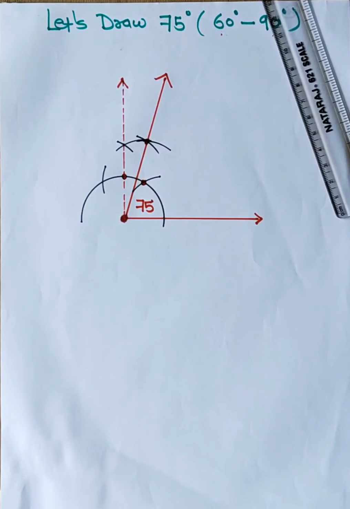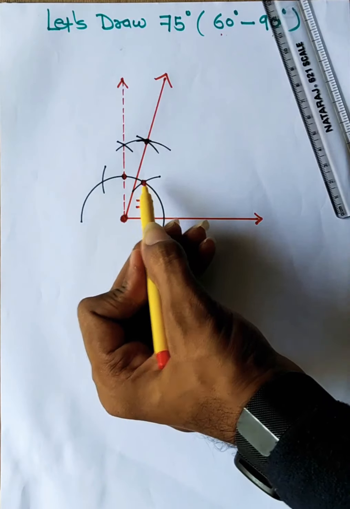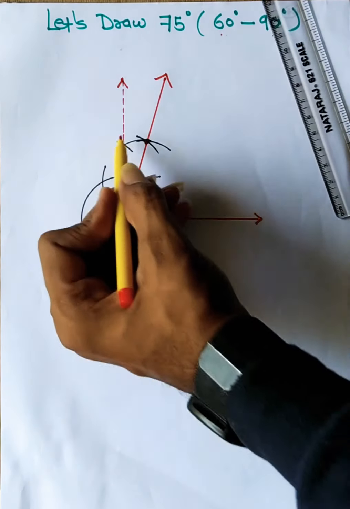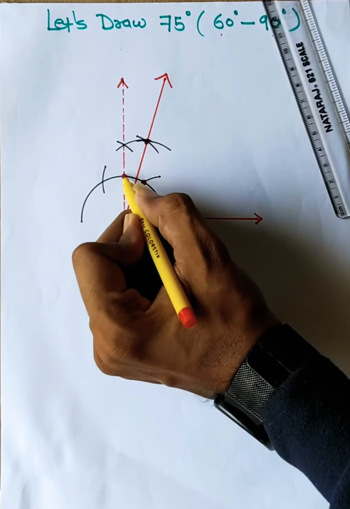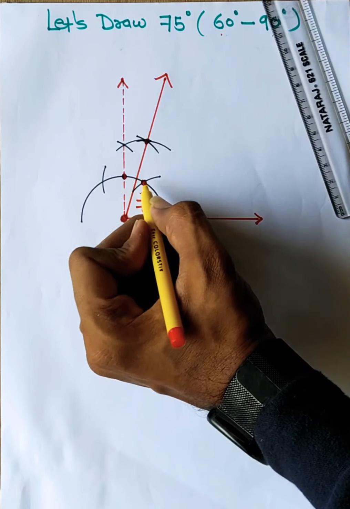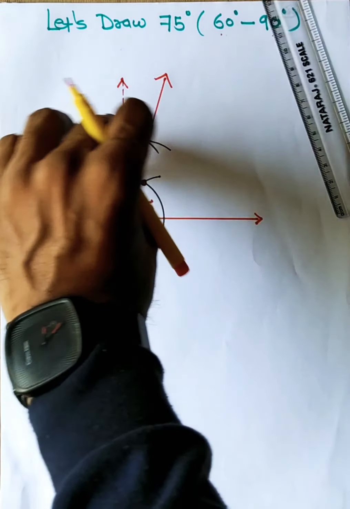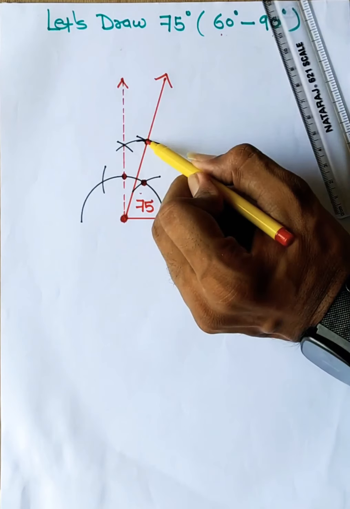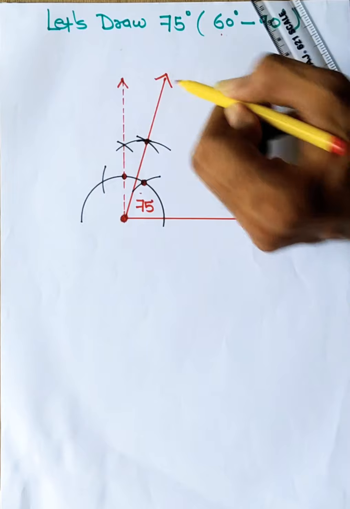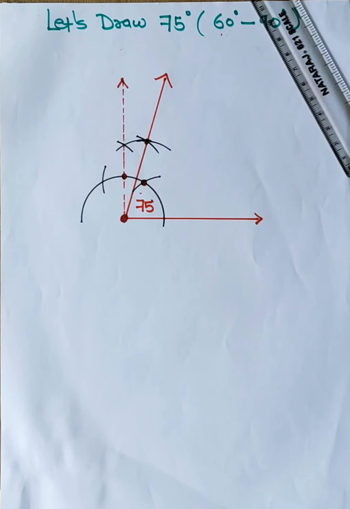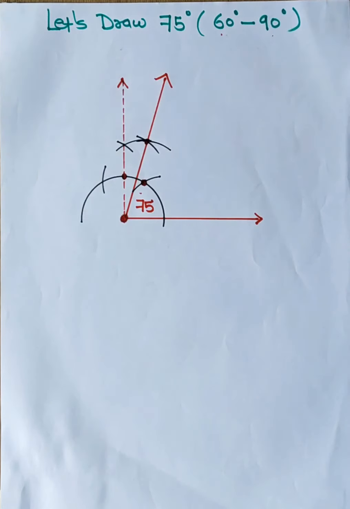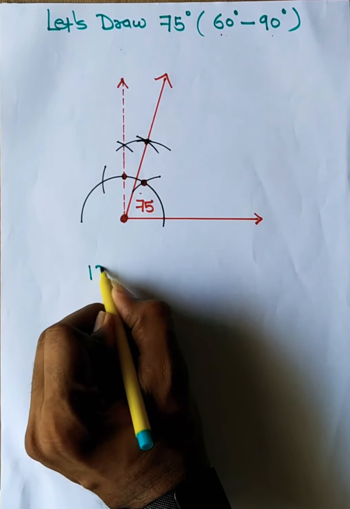75 degree, right? So 60, 120, then 90, then obtaining these two points 60 and 90, then taking the same arbitrary radius, one arc from 90, one arc from 60, they intersect at a point, make another arm or ray, you will get 75 degree. So this is how we draw 75 degree. Now let us go for drawing 135 degree.